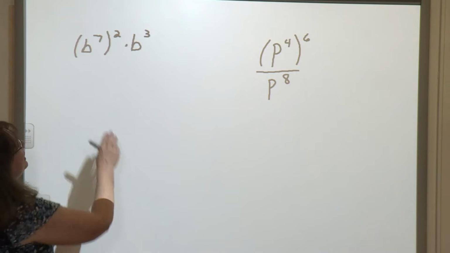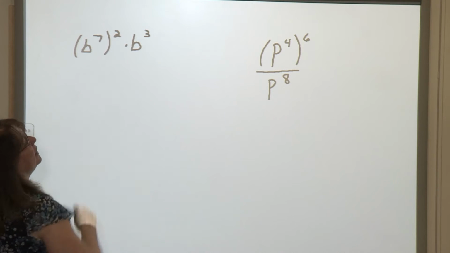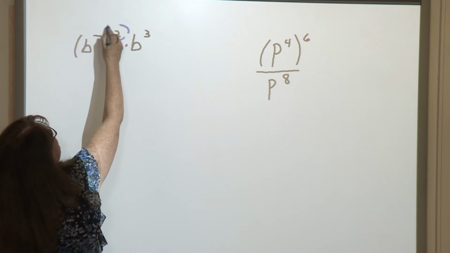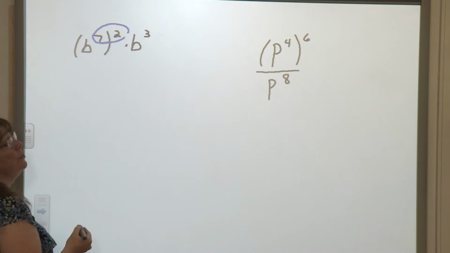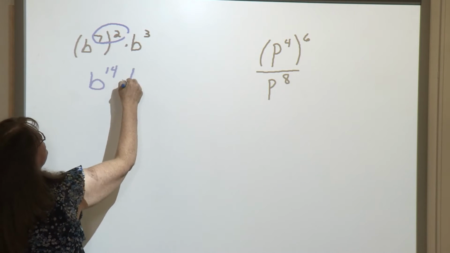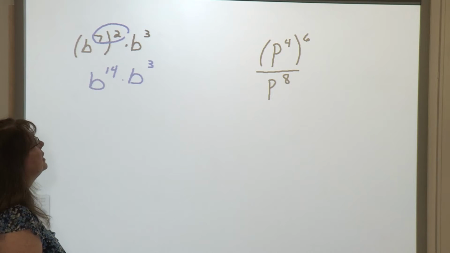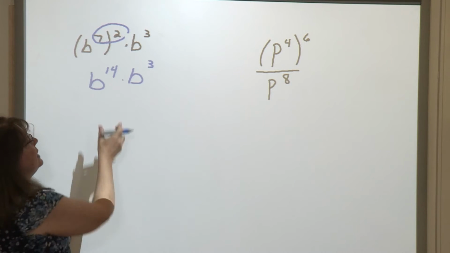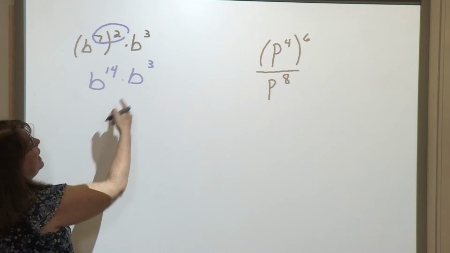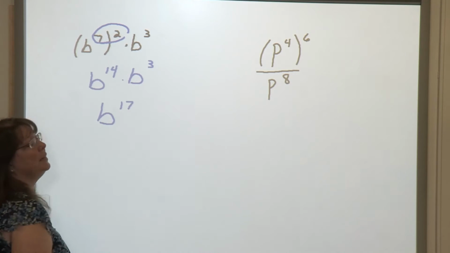Notice I'm working with the base of b. I have a power to a power, and then I'm also multiplying these bases. When you go to simplify, I'm going to start by looking at using my power rule first. A power to a power means I'll multiply those together. So I end up with b to the 14 times b cubed. And now I have a product rule I want to use because I'm multiplying those bases together. It tells me to add my exponents. So 14 plus 3 will give me b to the 17th power.